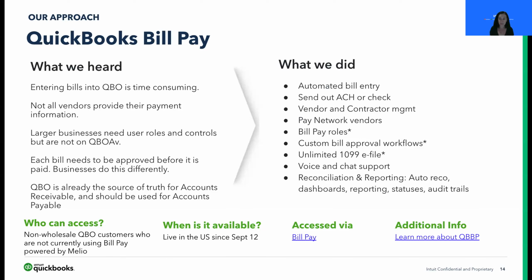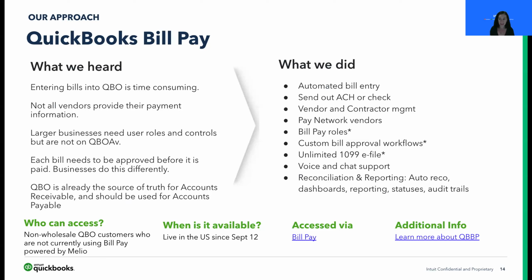There's an option to pay B2B network members without actually needing to enter their ACH information, but using what the vendors enter themselves. With some subscriptions, and we'll see it in a second, there are specific roles. There's a way to do custom bill approval workflows, and there is unlimited 1099 available with some of our more advanced subscription options. We're also offering voice and chat support. And of course, as you would expect with our QBO offering, there's reconciliation and reporting with auto reconciliation, different dashboards, reporting statuses, and audit trails.